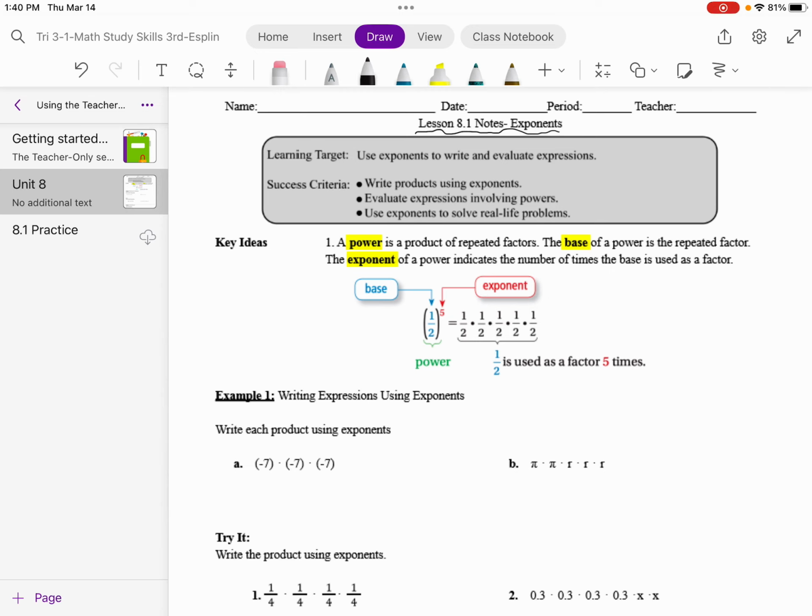We are going to start talking about expressions with exponents. This should be a review for you. You have done exponents in the past. So really, the most important thing, this is the exponent. This is the base. So what that means is we're going to have 5 halves all multiplied together.